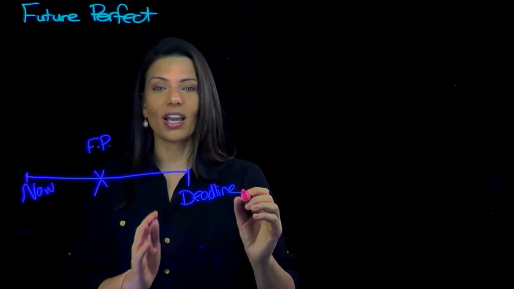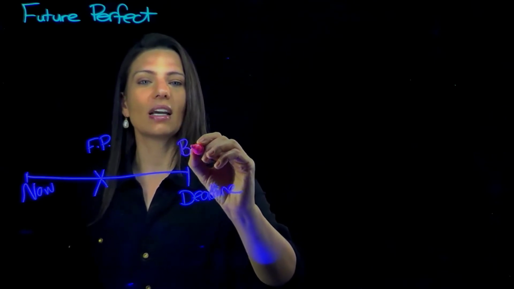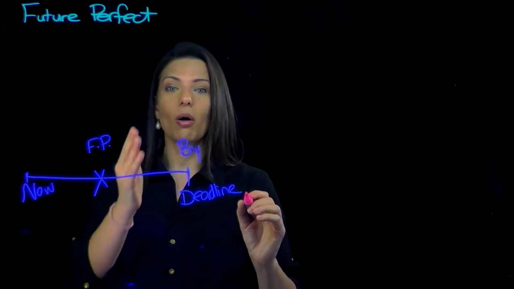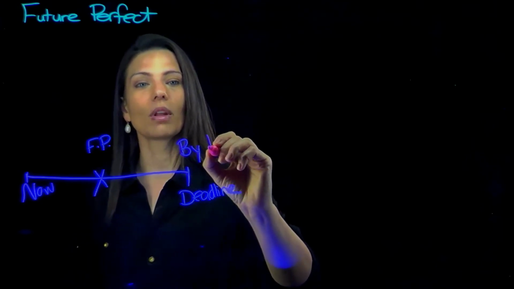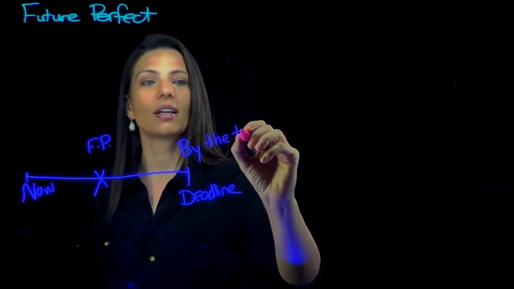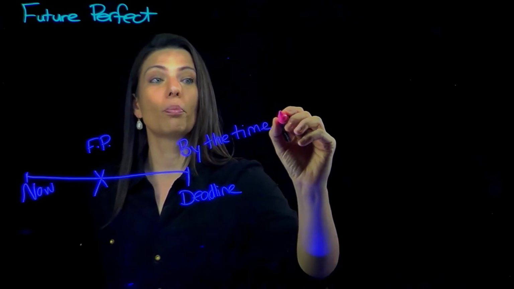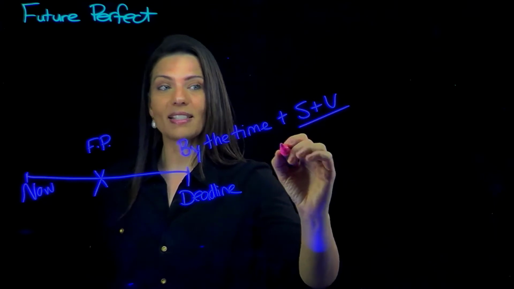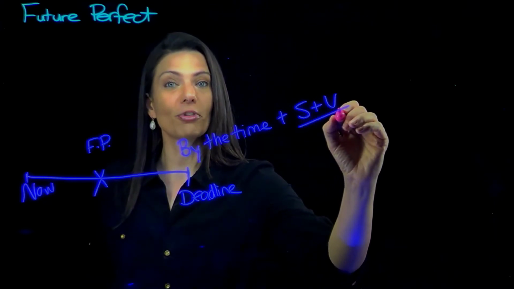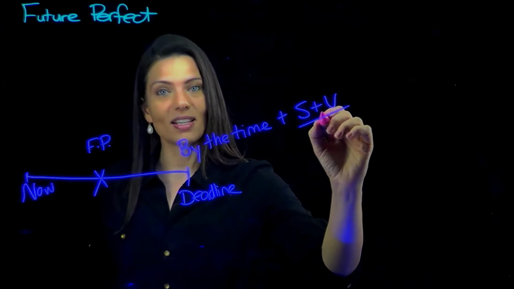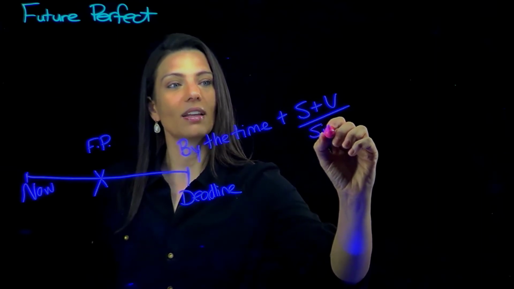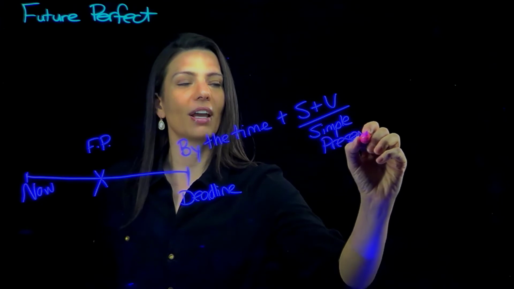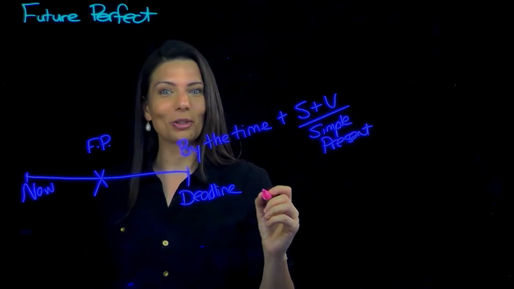The deadline, you're always going to see a by phrase. So this by phrase could be by the time plus subject plus verb. Now, in this case here, we're going to have the subject plus the verb, but this verb tense is going to be in the simple present. Okay, now this is going to make sense a little bit later on.